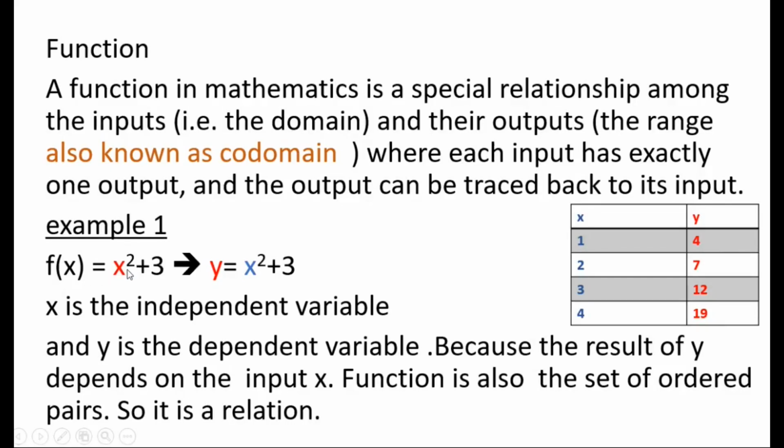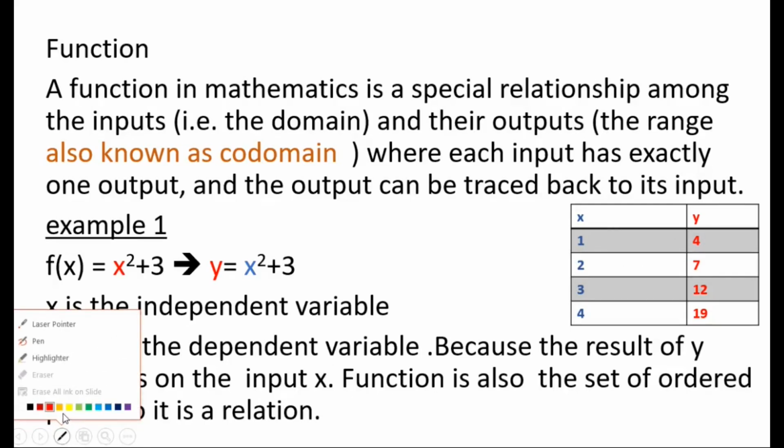Let's take f of x is equal to x squared plus 3. So f of x can be represented by y. So y is equal to x squared plus 3. f of x and y in mathematics we will use interchangeably. So these are the inputs, and for these inputs, if you input the value of x in this equation, you will get the output. For example, 1 squared is 1, plus 3 is 4.